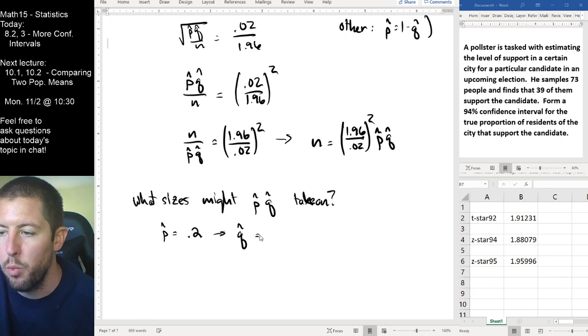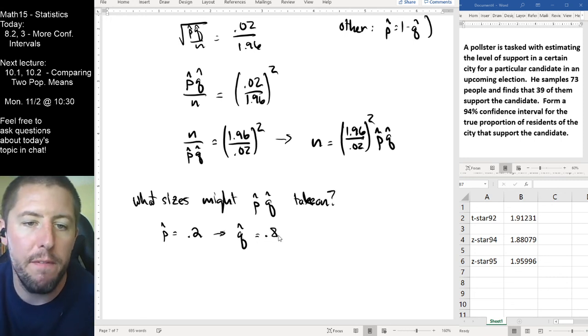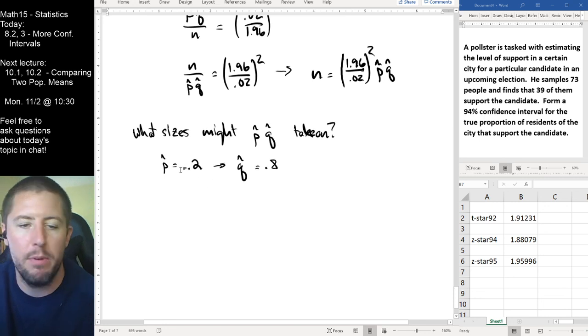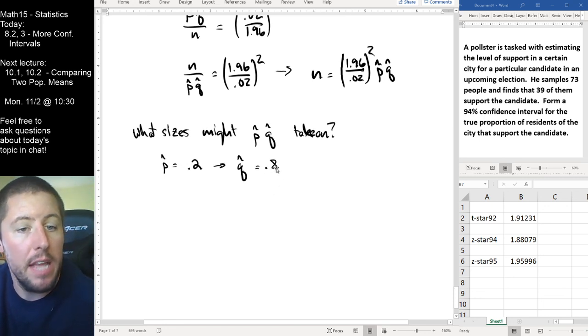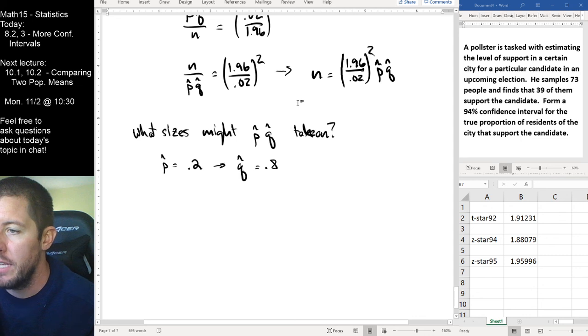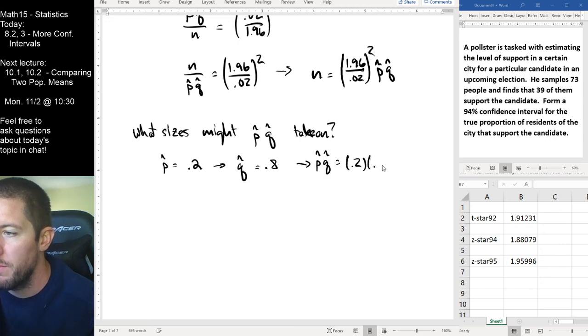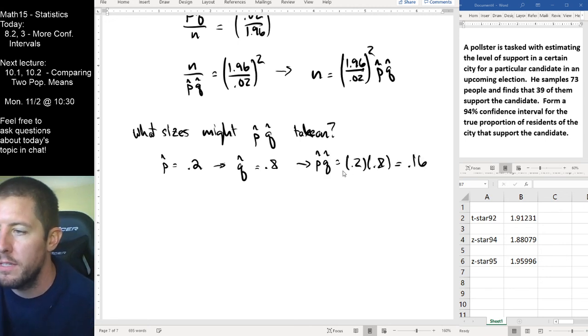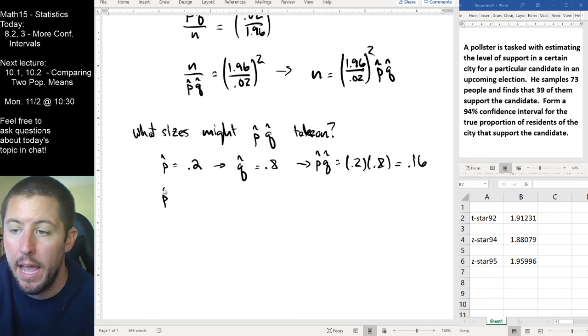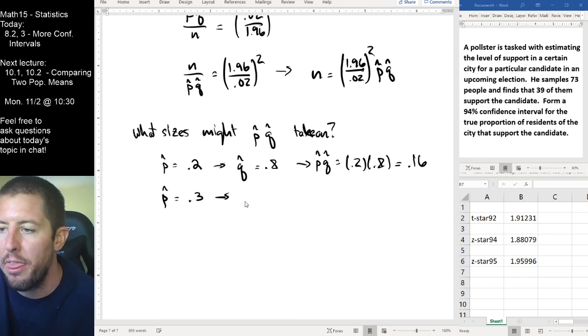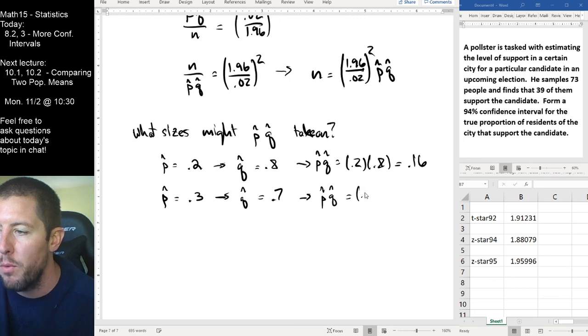So let's just walk through some examples here. If we found that our sample proportion was 20% support, then that would mean 80% not support, in which case p hat times q hat would be 0.2 times 0.8, which would be 0.16. And again, I'm just saying some estimated values right here. What if we got 30% support for the candidate? That would mean 70% non-support, and p hat q hat would be 0.3 times 0.7, which is 0.21.